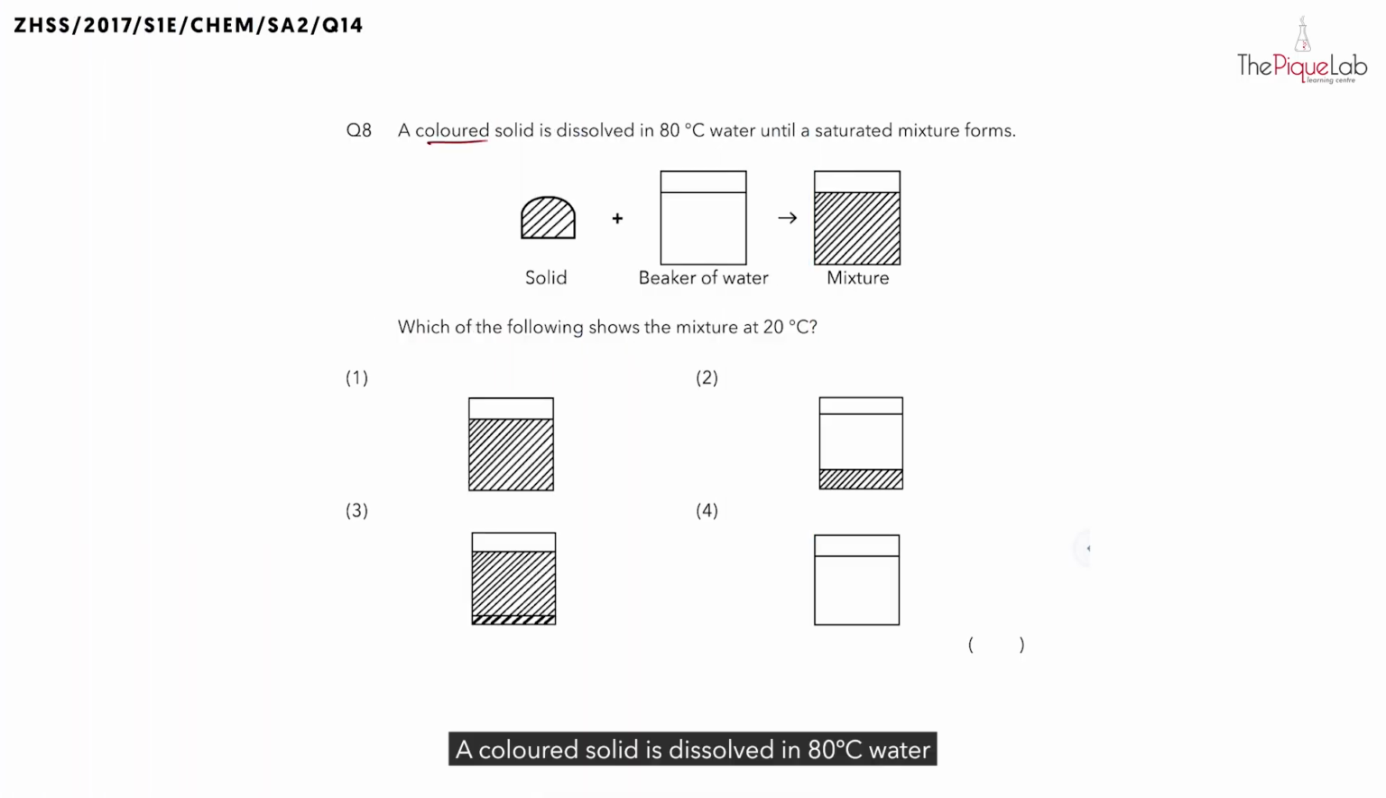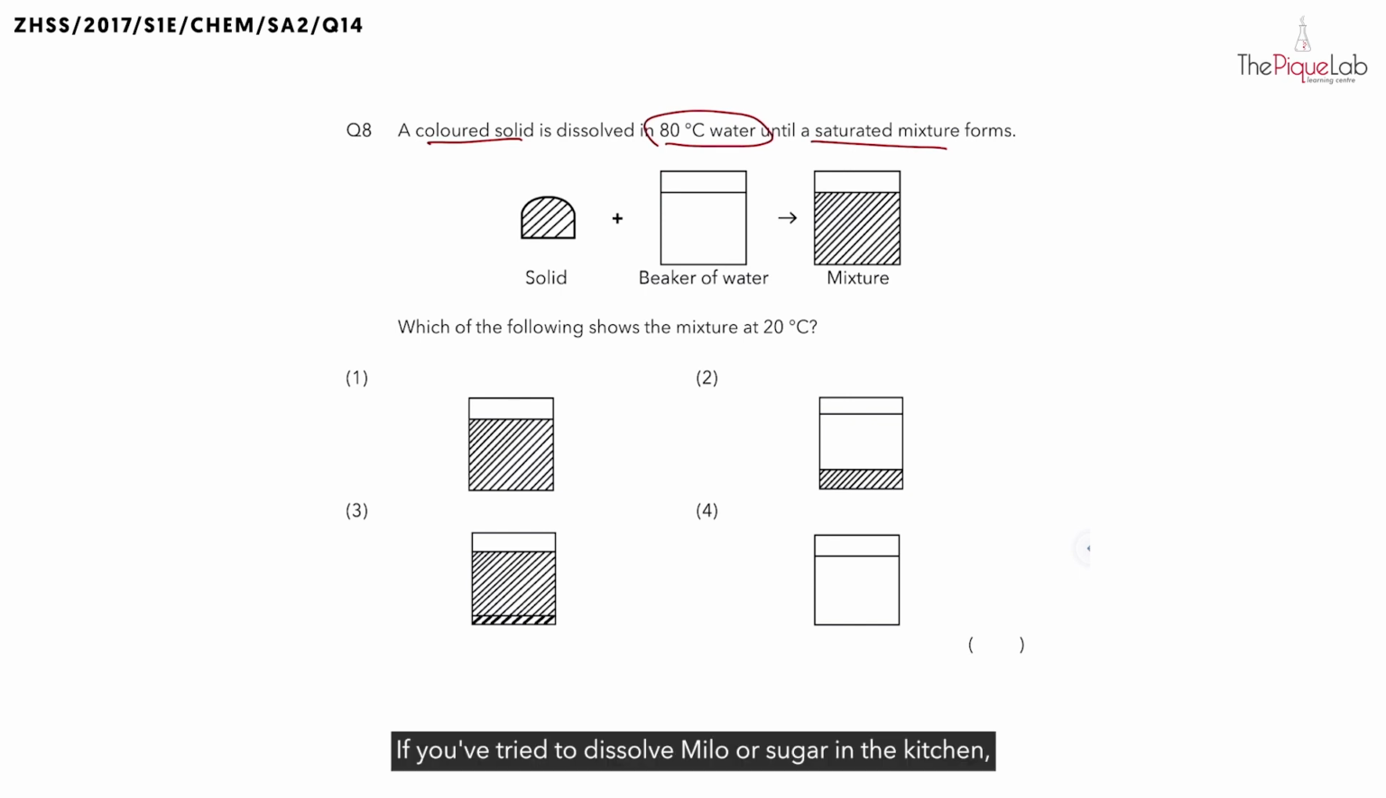Question 8. A coloured solid is dissolved in 80-degree water until a saturated mixture forms. If you have tried to dissolve Milo or sugar in the kitchen, is it easier to dissolve the solids using hot water or cold water? It is much easier to dissolve using hot water. Why is that? That's because as temperature of water increases, more solids can dissolve in the water, meaning the solubility of the solid increases. Let's write that down.